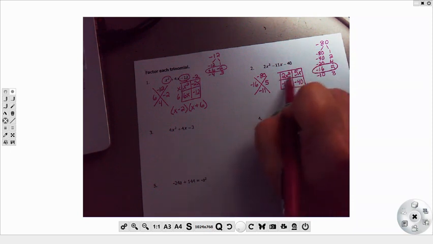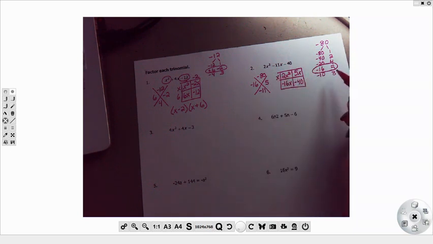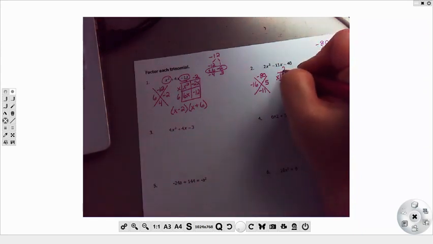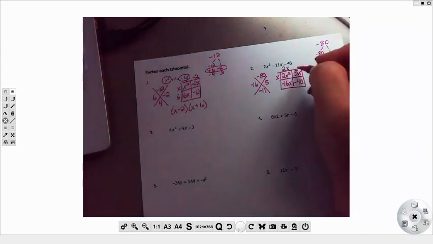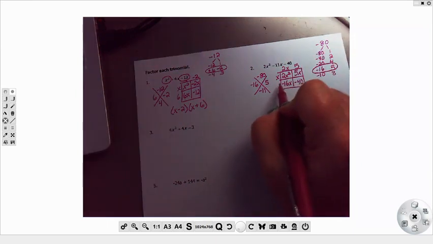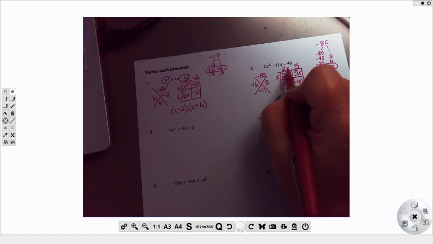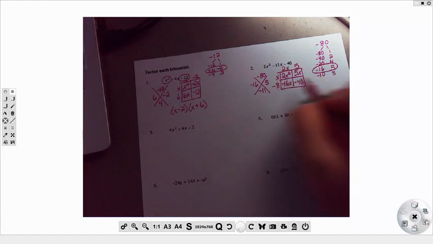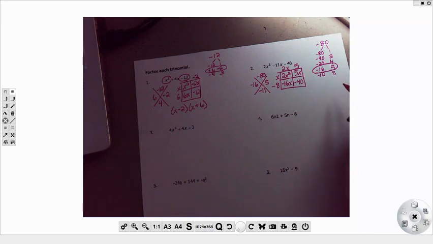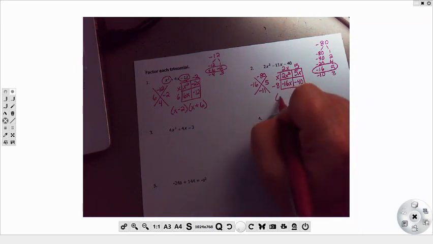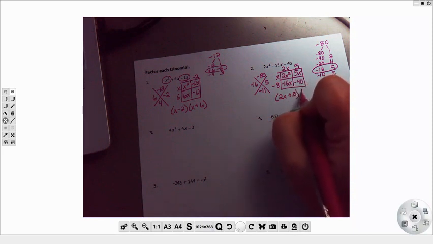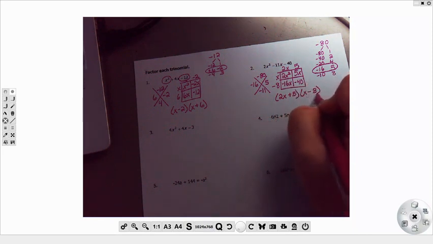If I look at this row, I could do an x. To do this row, that would be a 2x. This would have to be a 5. Down here, because that's a 2x, this would have to be a negative 8. Because negative 8 times 5 would give me that negative 40. So my factors would be 2x plus 5 and x minus 8.